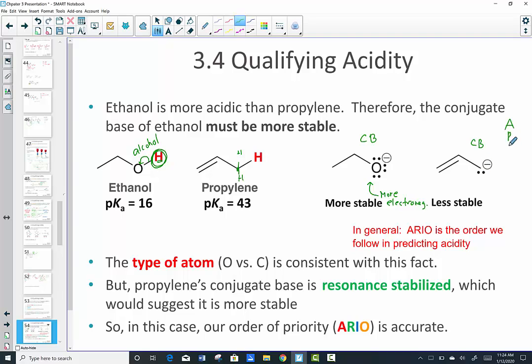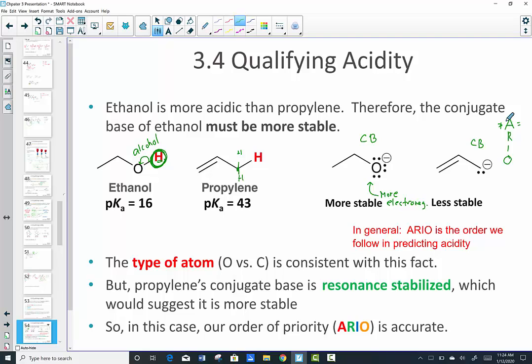But that's not the way the game works. I want you to go down in order. A, atom. If no decision can be made, then go to R, resonance. And then if no decision can be made, go to I. And finally, the last consideration is O, the orbitals. As soon as we were able to decide based on the atom, stop going down the list.